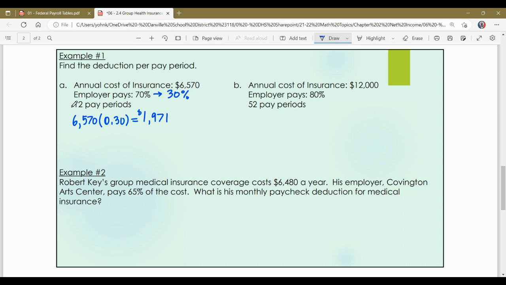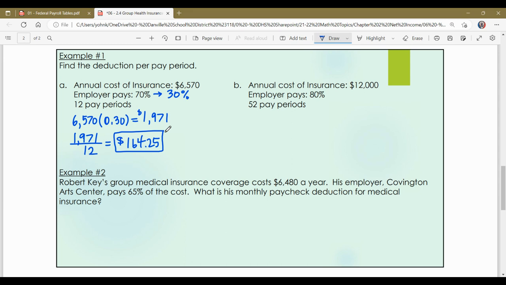If I want to see how much is taken out each pay period, I would take the $1,971 and divide it by how many paychecks I get. So if I get 12 pay periods, that means I have 12 paychecks. That means I get paid monthly. I'm going to have $164.25 taken out of each of my monthly paychecks to pay for health insurance.